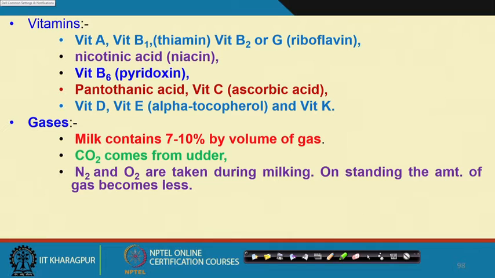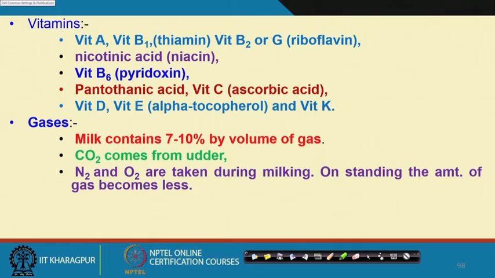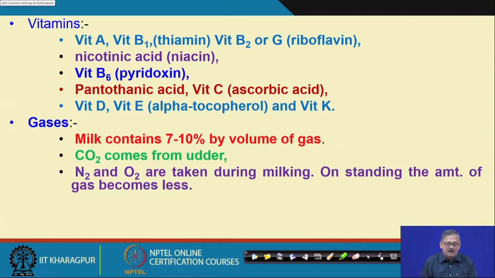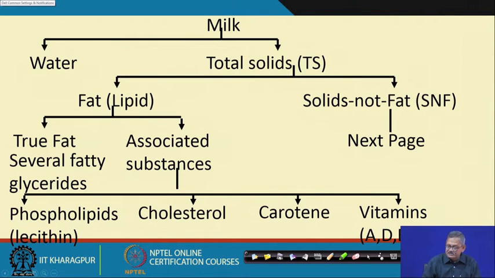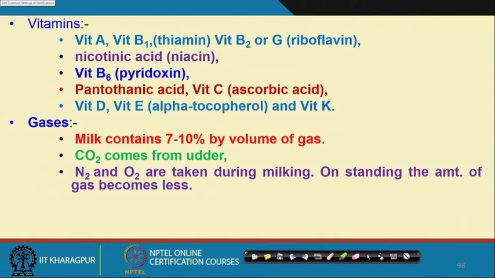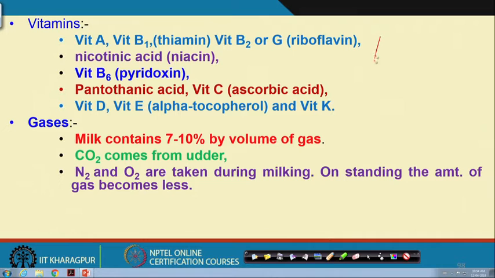Then we come to vitamins. There are a lot of vitamins, right from vitamin A, vitamin Bs, that is vitamin B1 as thiamine, vitamin B2 or G as riboflavin, nicotinic acid as niacin, vitamin B6 as pyridoxine, pantothenic acid, vitamin C as ascorbic acid, vitamin D, vitamin E as alpha tocopherol, and vitamin K. All these vitamins are present in milk, and we get vitamins out of that, right.